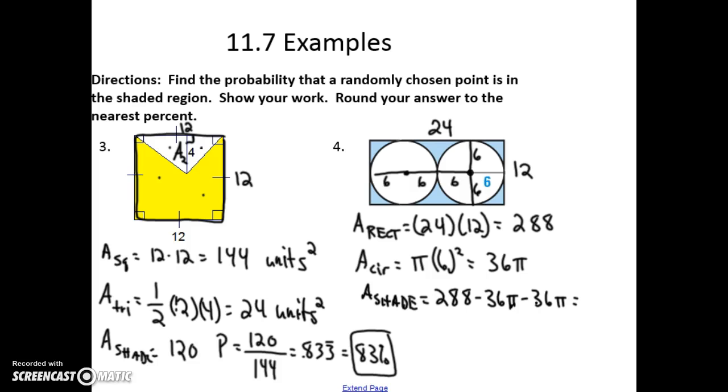And that's something you can type in your calculator. And when you do, you get 61.81 for the area of the shaded region. So the probability that we land in the shaded region is 61.81, the favorable outcomes, which would be the shaded region, over the total area, which is 288. And you get 0.214 or 21.4%.